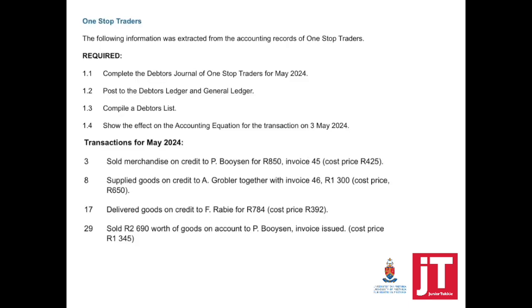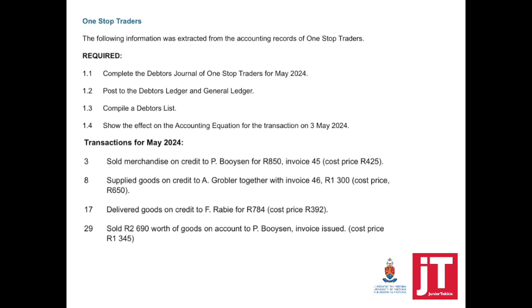The first activity. The following information was extracted from the accounting records of One Stop Traders. Required: complete the debtors journal of One Stop Traders for May 2024. Post to the debtors ledger and the general ledger. Compile a debtors list and show the effect on the accounting equation for the transactions on 3 May 2024.